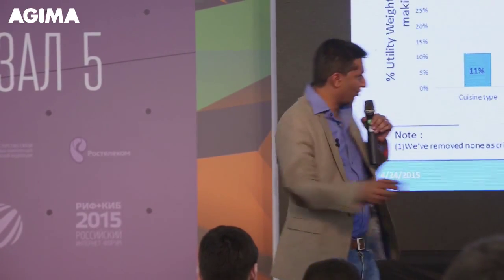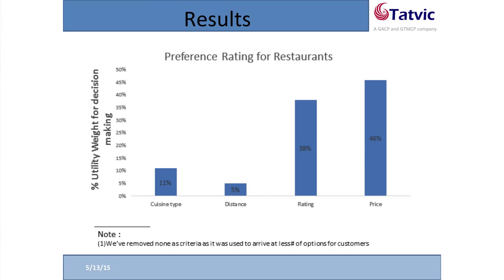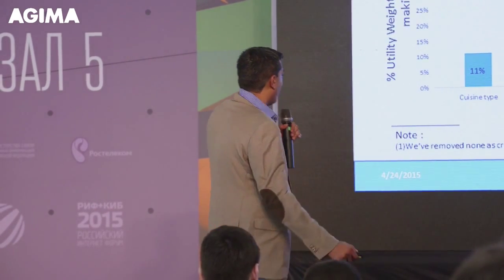Now I'll take a moment here and ask a question to you guys. Do you know that when your consumers take a decision, price is 46% important or 50% important? Do you have any way of knowing, or is it important for you to know, whether your consumers are price sensitive or not price sensitive? Okay, I'll let it go.